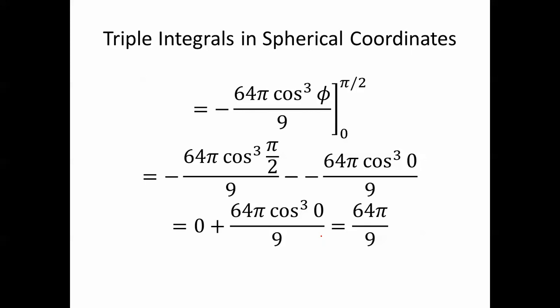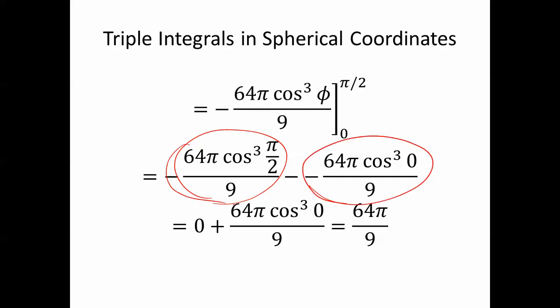So plug in pi over 2, this is what we get. Plug in 0, this is what we get. Should include that over there. But cosine pi over 2 is just 0, so this stuff is just nothing. So we end up with a minus, which is a plus, 64 pi cosine cubed 0 over 9. Cosine 0 is 1, so we end up with 64 pi over 9.